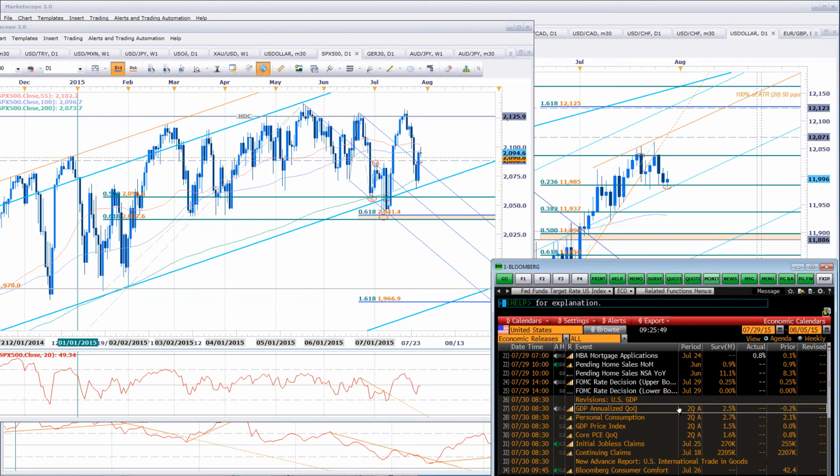And we are expecting a pretty nice upward revision from negative 0.2 to 2.5% for the second quarter on an annualized basis. Personal consumption expected to see a nice pop up here to 2.7%. And those will be hitting the wires at 8:30 sharp tomorrow morning. So we'll be getting in those GDP revisions right at the start of tomorrow's webinar.